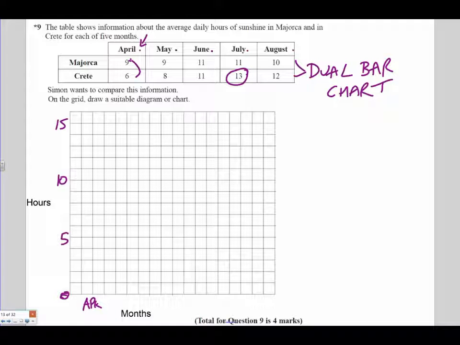So when you do it in the exam, you're going to use a pencil. So from 9, you're going to draw a line down to the bottom. A line across at 9, and then that's your bar for Mallorca. Now, if you're going to plot Crete and it goes up to 6, it would go across here and there. Now, we've got an issue, so one of the most important things of a dual bar chart is the key, so we can distinguish Mallorca from Crete.